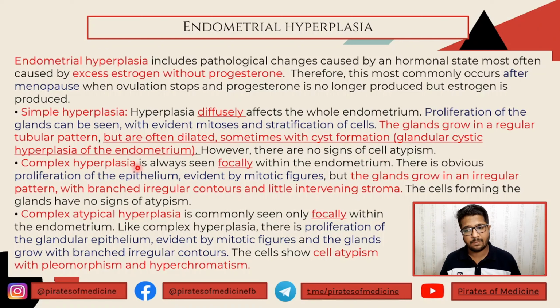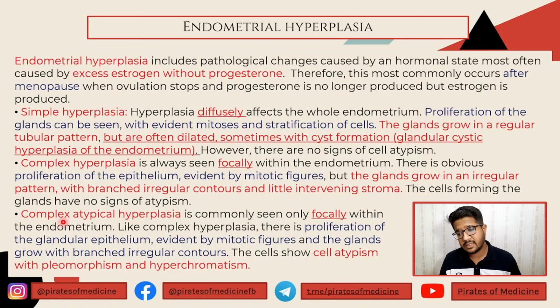Then we have complex hyperplasia, which is seen focally, not diffusely throughout the whole of the endometrium. In some small foci, we will see complex hyperplasia. In complex hyperplasia, the morphological picture is that there is proliferation of the epithelium, there are mitotic figures, but the glands grow in an irregular pattern, and there are branched irregular contours, and there is little intervening stroma, a lot of glandular tissue, very little stroma. And again, the cells don't show any atypism.